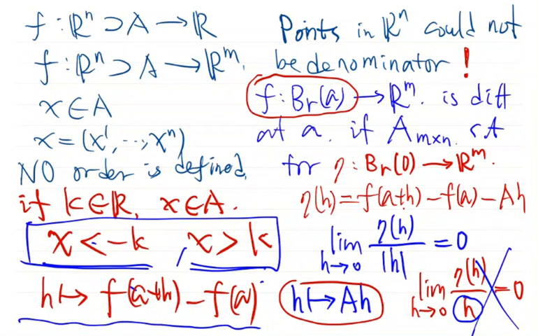The norm of h is a real number. It could be a denominator, but h itself is not. Okay? This is delicate, but without knowing this, you could not understand what we are talking about.